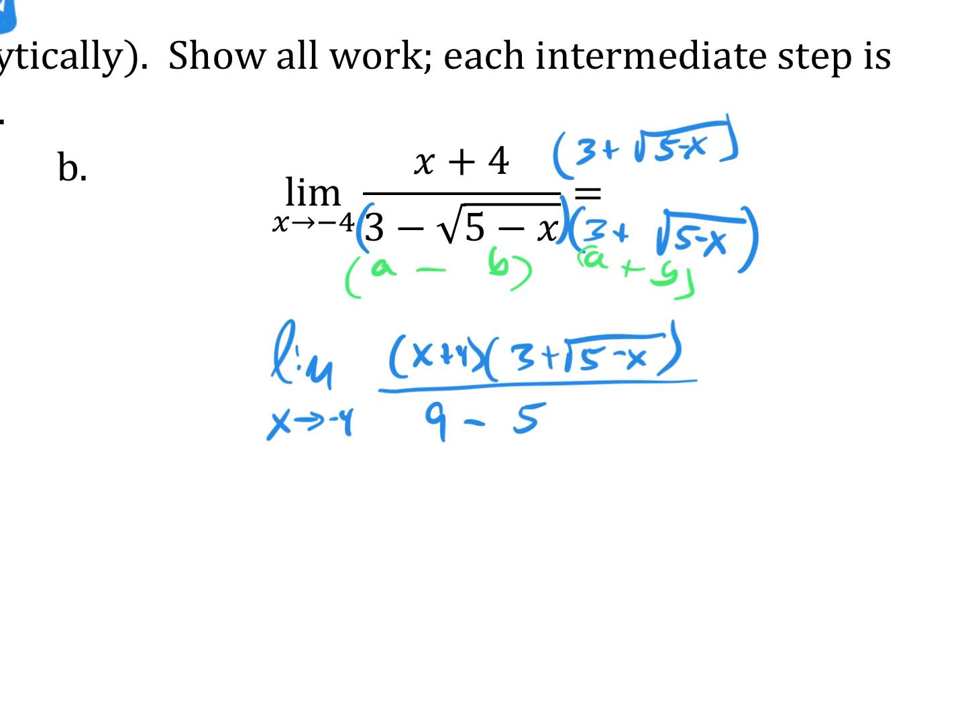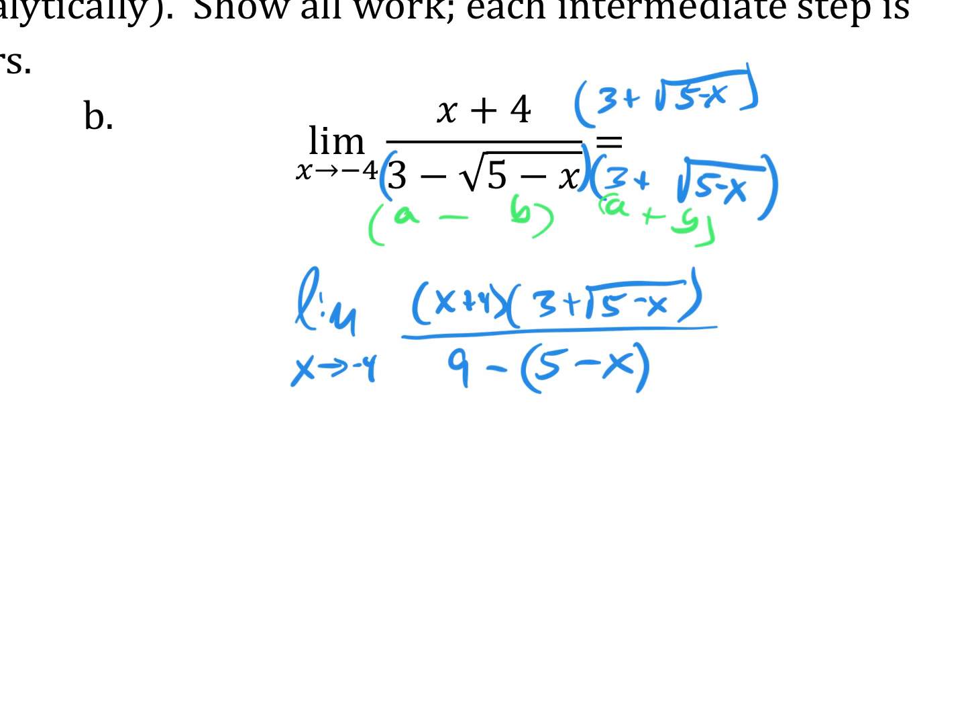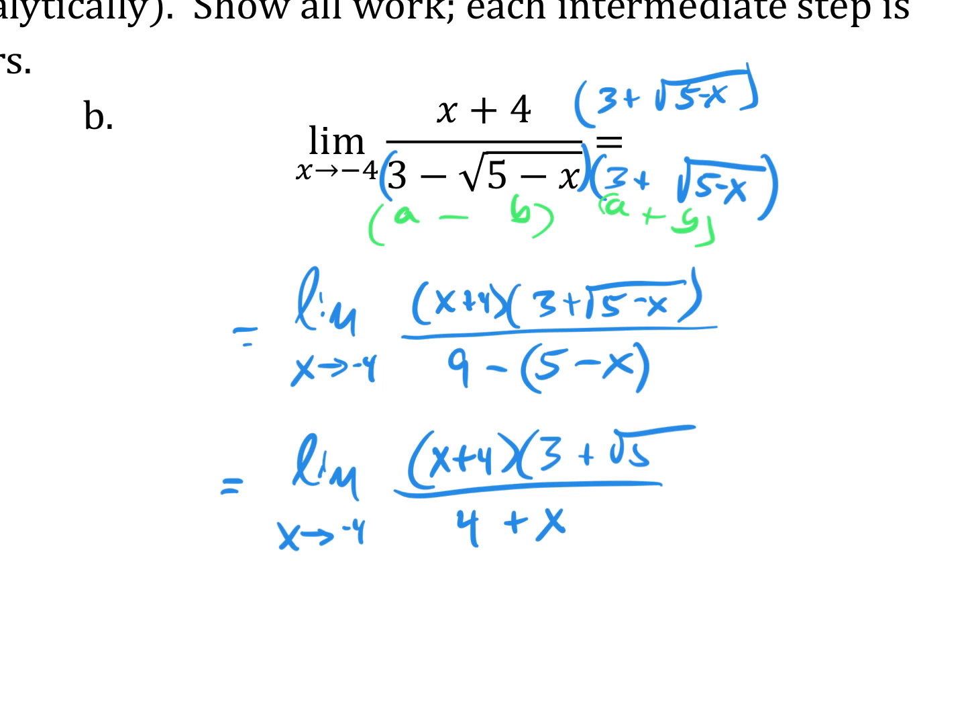Is this okay, what I'm writing? Not quite right. You have to have those parentheses. If you don't have those parentheses, you have a big problem. So that's equal, and the limit as x goes to negative 4. Let's clean up the bottom. This negative distributes, so it's minus 5 and plus x. So 9 minus 5 is 4, and minus gives us plus x. And x plus 4 on top, and the 3 plus square root of 5 minus x. That's great. Looking good.